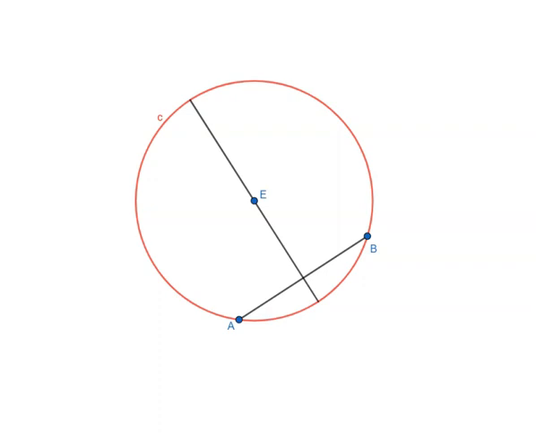So let's join BE and let's join AE. Now here, if it is a right angle, then these two are equal. The other is, if these two are equal, then the angle is 90 degrees. That is the right angle. So let's take one. Let's say it cuts this into two equal parts.